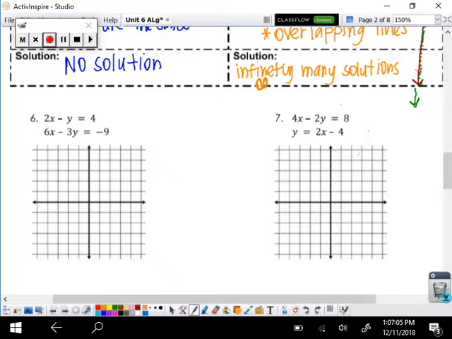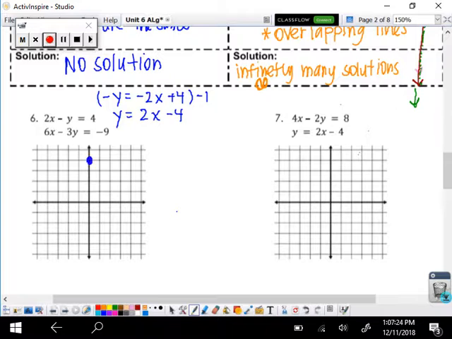Okay, so I'm going to solve for y. So we would have negative y equals negative 2x plus 4. So I just move the 2x over. Now I'm going to multiply everything by negative 1 to get that y positive. y equals 2x minus 4. Okay, so there's my first equation.